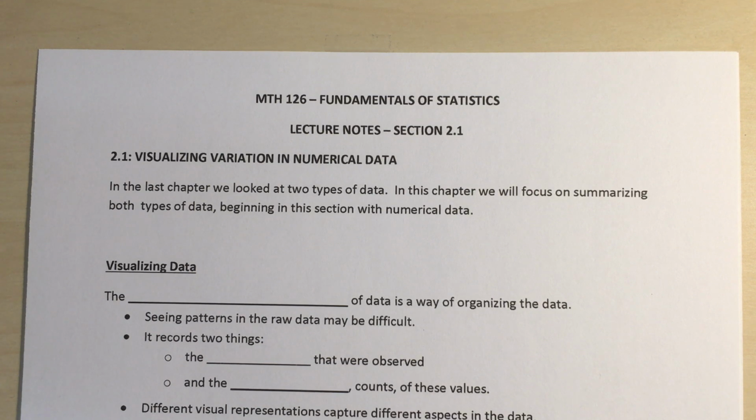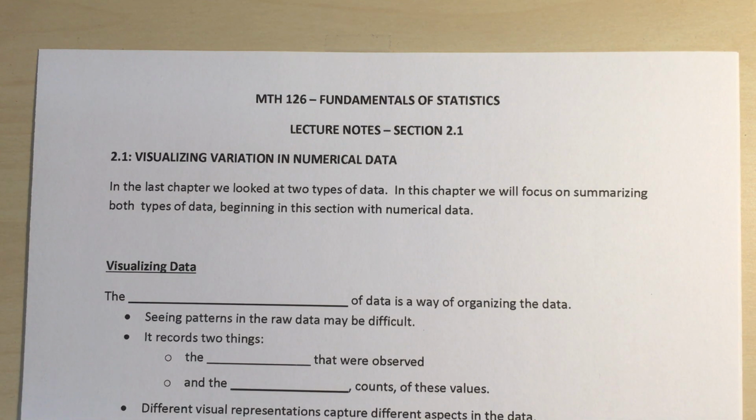So chapter 2 is all about visualizing our data. Section 2.1 and 2.2, we're going to focus on numerical data. 2.3 and 2.4, we're going to talk about categorical data. And then we're going to talk about some general information in our last section. So as we get started, in the last chapter, again, we looked at our two different types of data. So in this chapter, again, we're going to focus on summarizing both types of data, beginning in this section with numerical data.